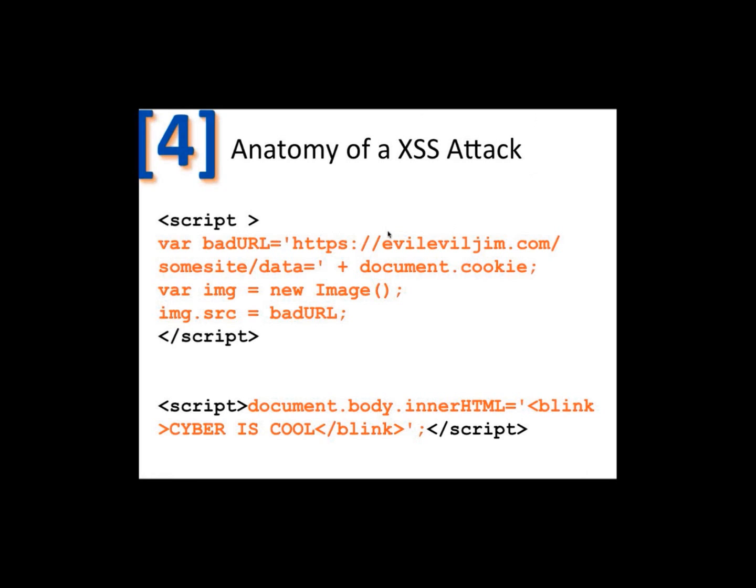So first, I inject the script, and this may happen, for example, if I add this to my profile, and then when someone looks at my profile, if the website is insecure, this JavaScript will execute. I open up the script tag, I make a bad URL to make a request to an evil server, and then I attach the cookie to that request. I then load an image with this evil URL.